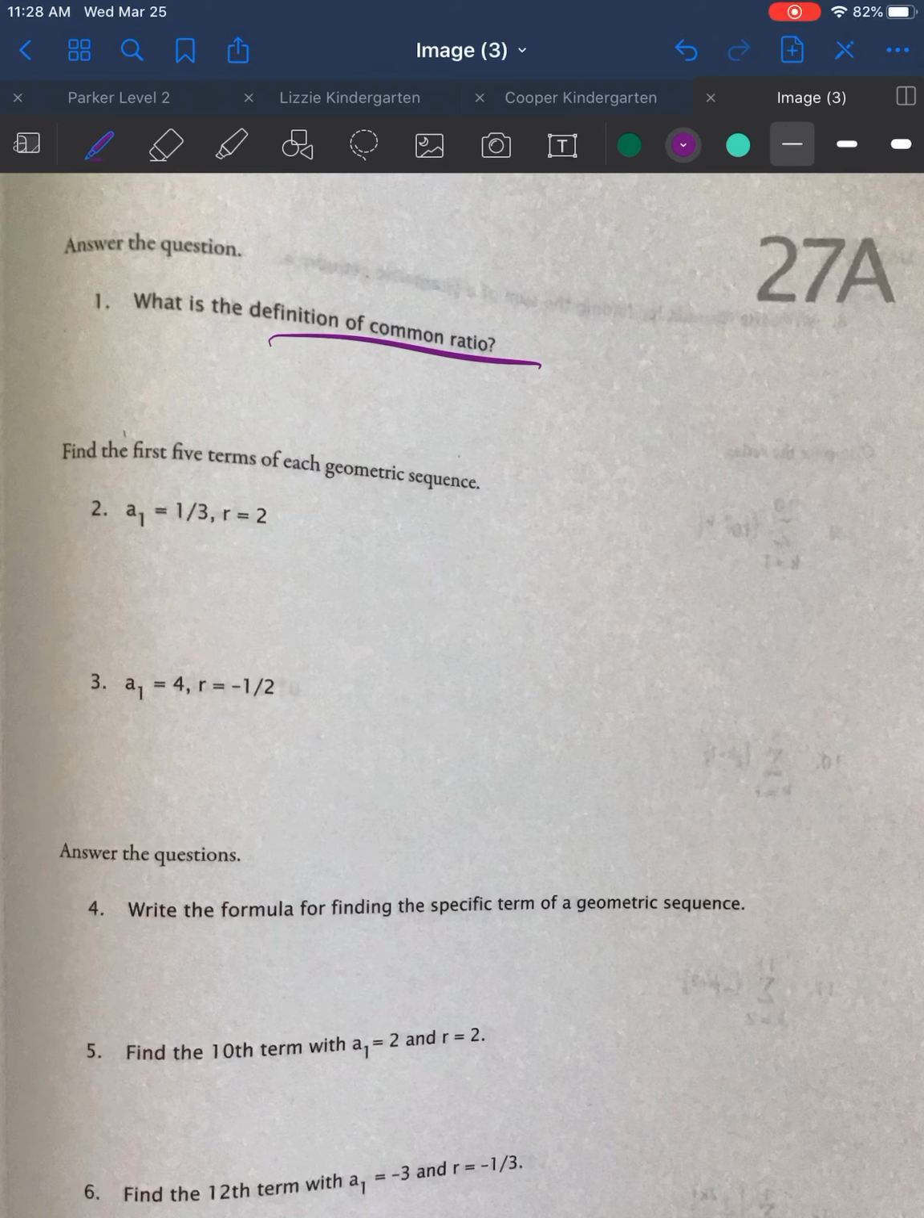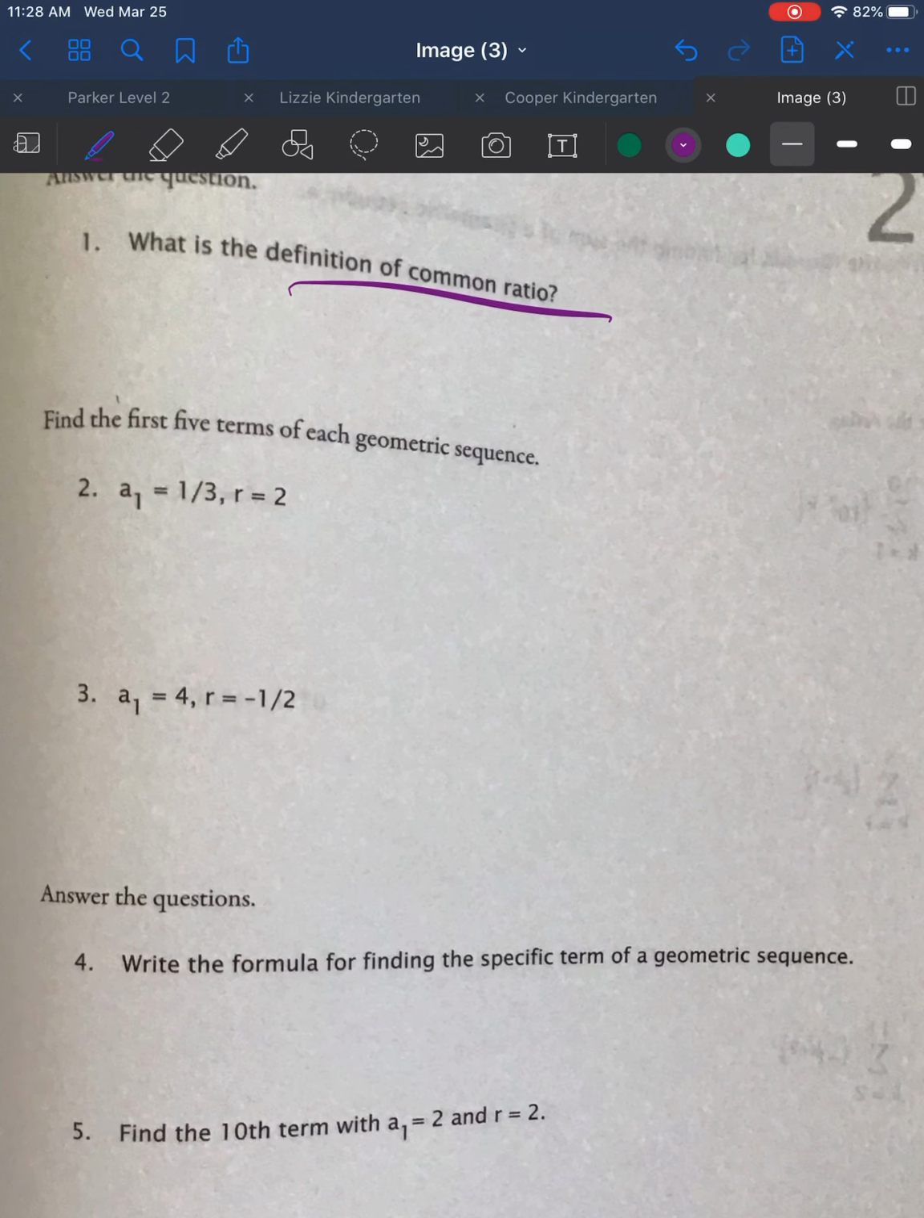Okay, in order to find the first 5 terms of each geometric sequence, we're going to do just what it says. It gives me my starting value, and then it tells me what my common ratio is. So the first term is 1/3. Our common ratio is 2, so that means every term is going to be multiplied by 2. So 1/3 times 2 is 2/3. 2/3 times 2 is 4/3. 4/3 times 2 is 8/3. 8/3 times 2 is 16/3. Okay, so those would be our first 5 terms. We're just multiplying them all by 2.